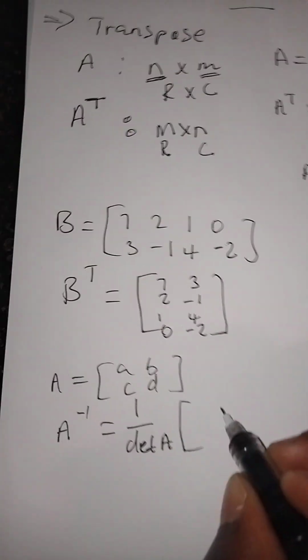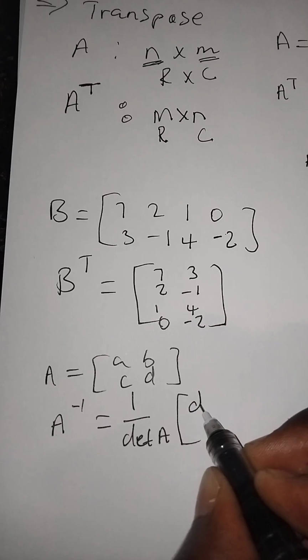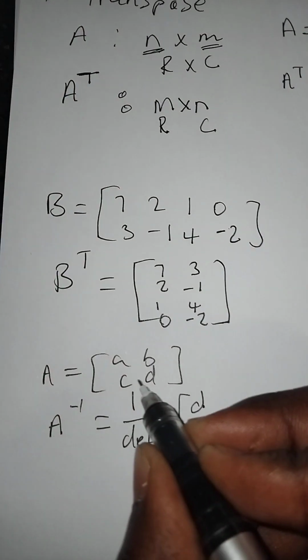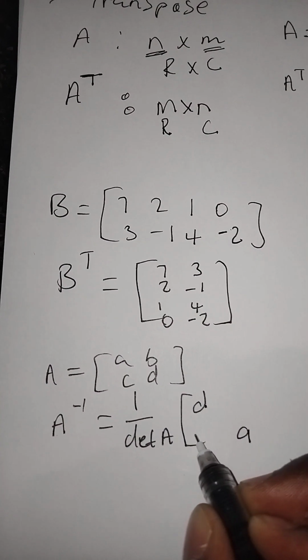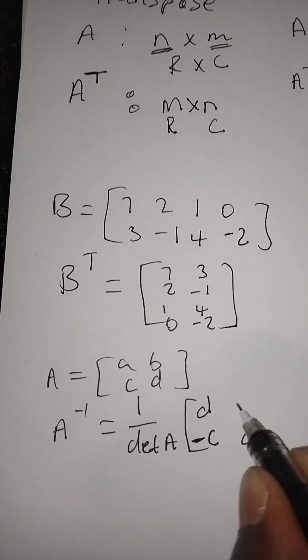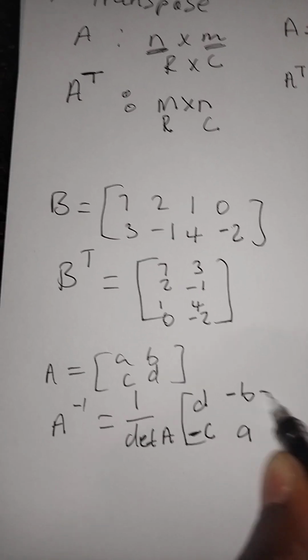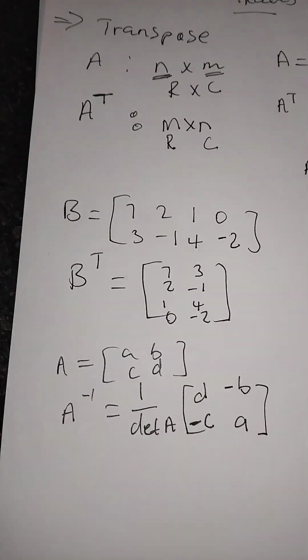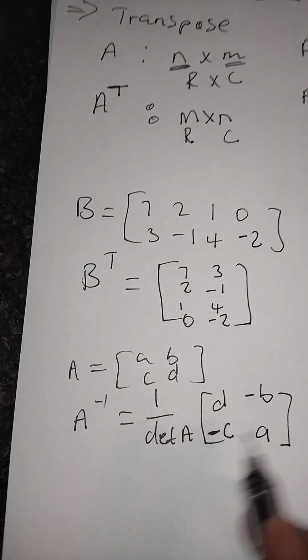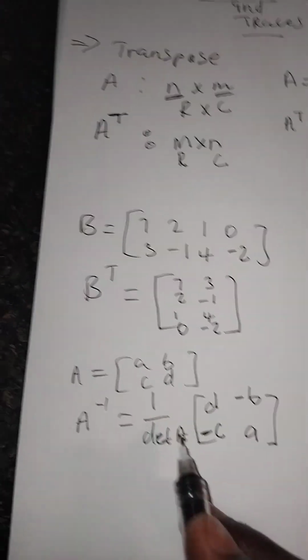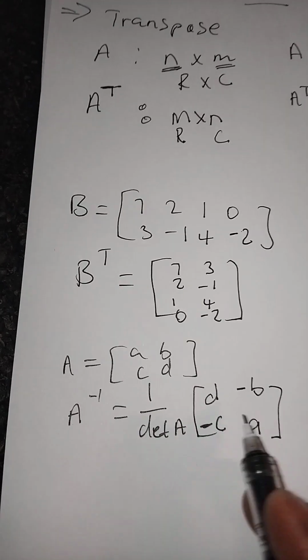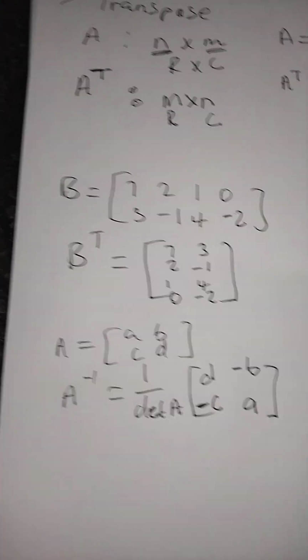They are going to swap. So you have D, A, like that, and then these two are going to have negative signs: -C, -B, like that. Okay, so that is how you find the inverse of a 2 by 2 matrix.